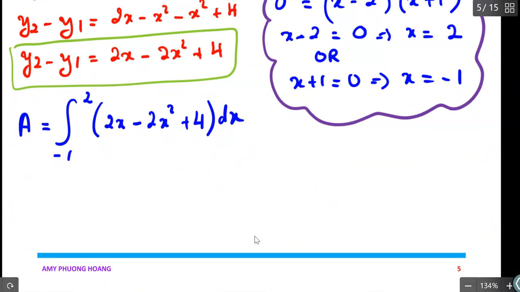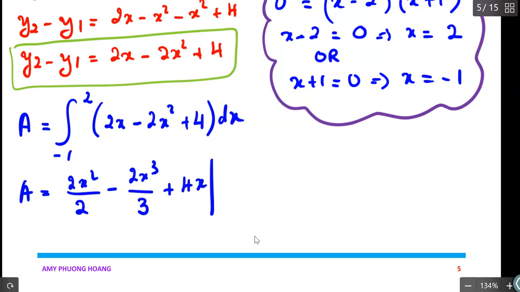Integrating this, I should have area equal to the integral of 2x, which is 2x squared divided by 2. The integral of 2x squared is 2x cubed divided by 3. The integral of 4 is 4x. Evaluate from negative 1 to 2. So I will have to find f of 2 minus f of minus 1.